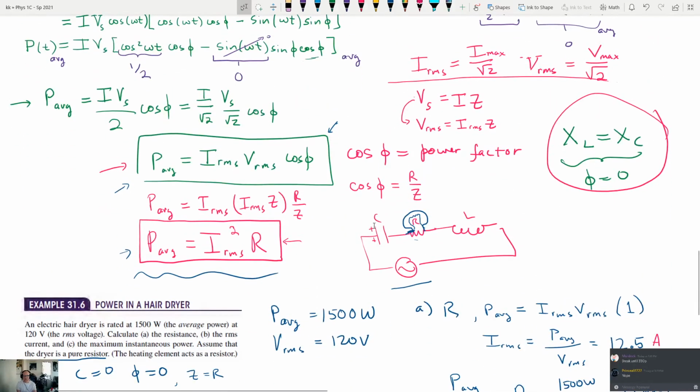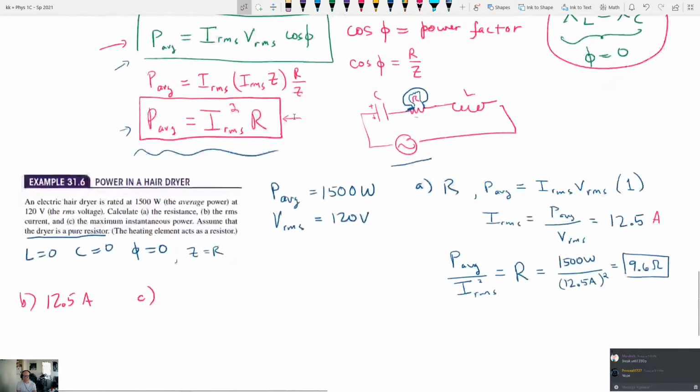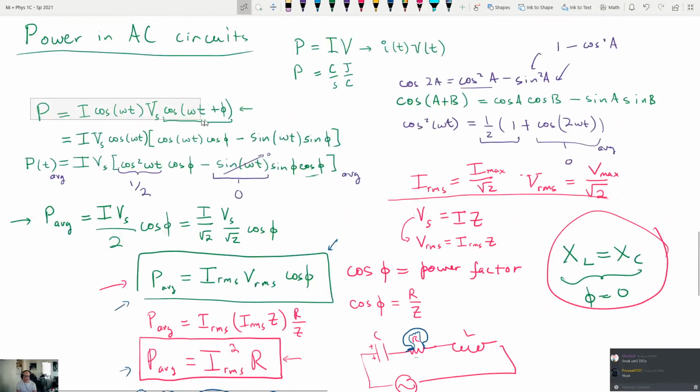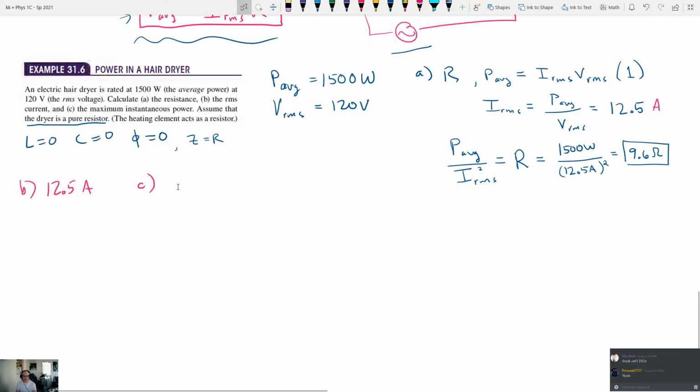How do you find the maximum power? So this is the instantaneous power, right? Right, right. And we know what I is, and we know what this is. So it's going to be I squared R times all of those. Oh, but phi is zero. That's key. So if phi is zero, then it's just going to be I max times V max, right? Mm-hmm. We'll come down here. I'll start from this equation. So that's our instantaneous power equation.